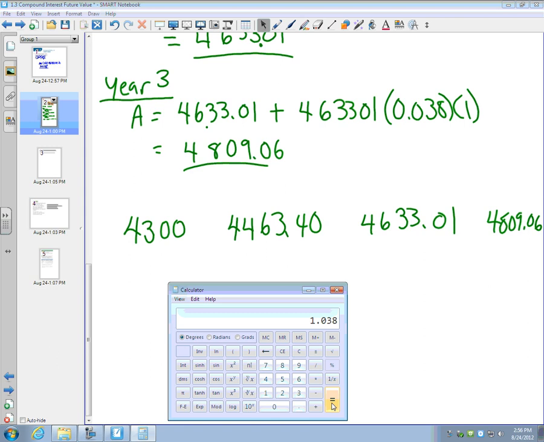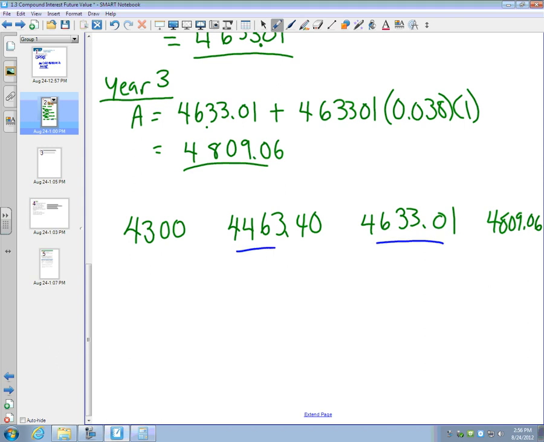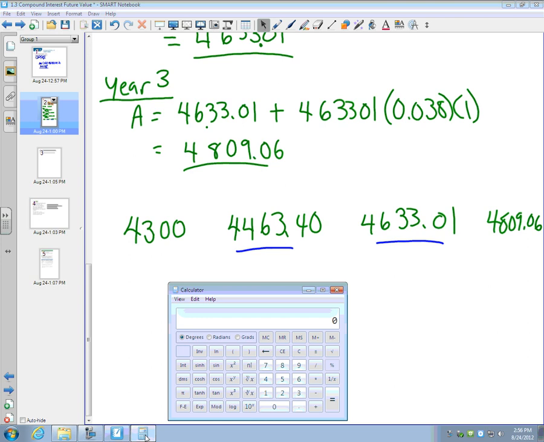1.038, I think we've seen that before, haven't we? And guess what? If I took this value and divided it by that, look what happens. 4,633.01 divided by 4,463.4 gives 1.038. The reason there's a little more junk there is because we're dealing with cents. We've actually truncated to cents instead of more than that.